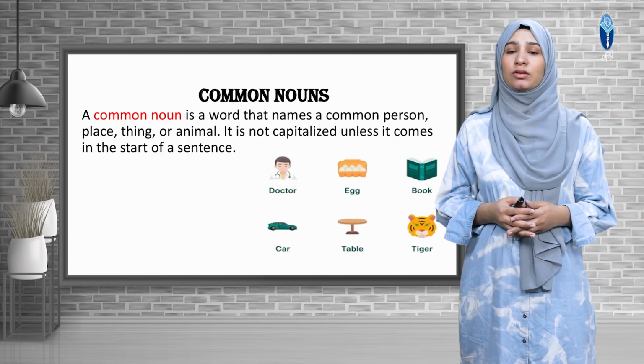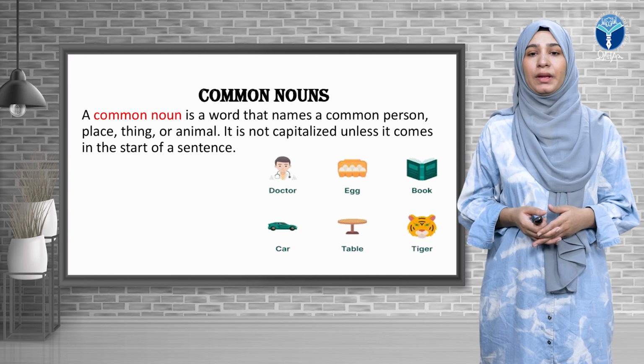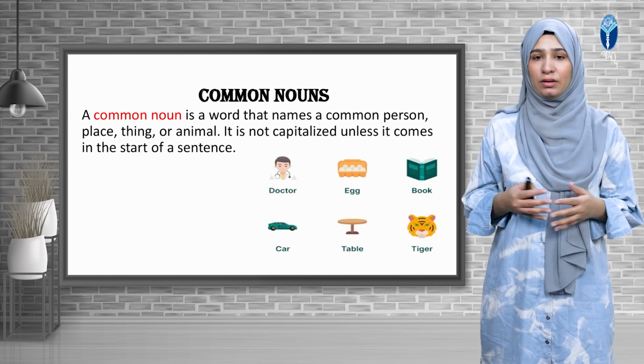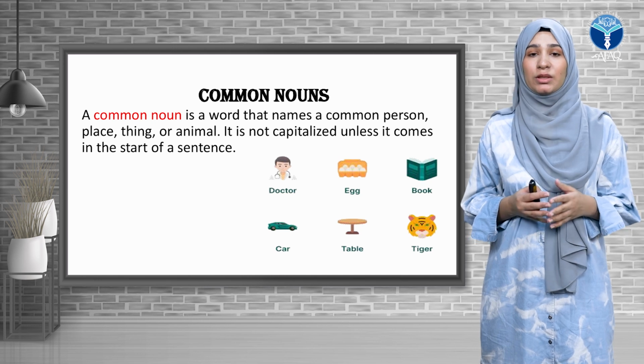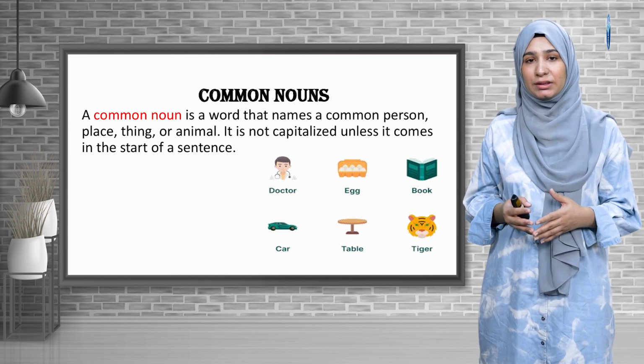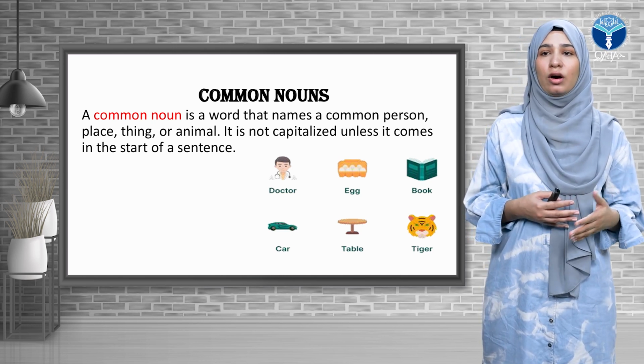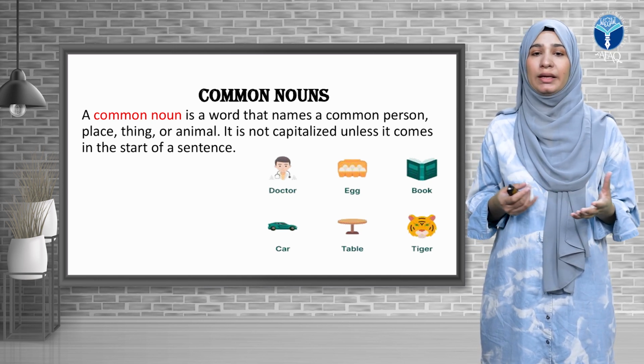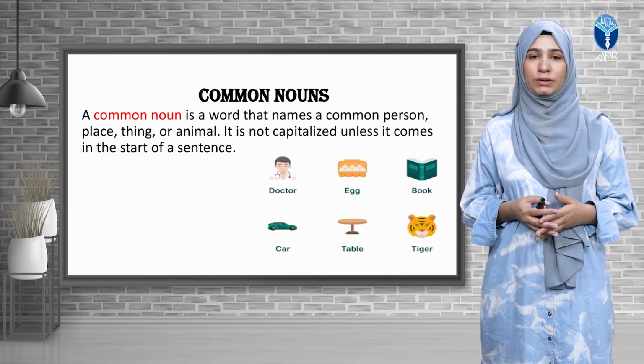Students, do you know what is a common noun? Okay, we know about nouns. Anything that has its name is a common noun. But a common noun is a word that names a common person, common place, common thing or a common animal. For example, doctor, egg, book, car, table and tiger are common nouns.